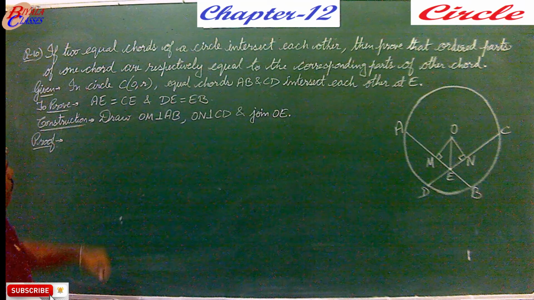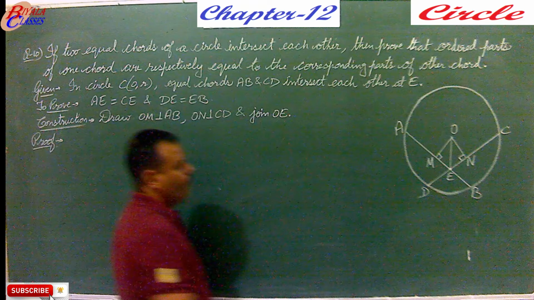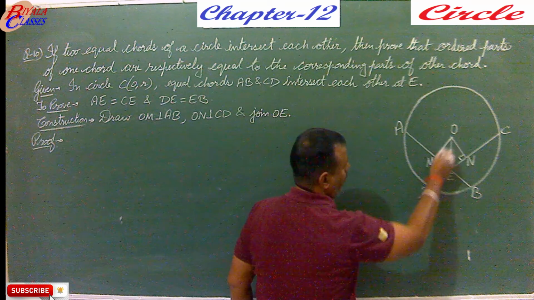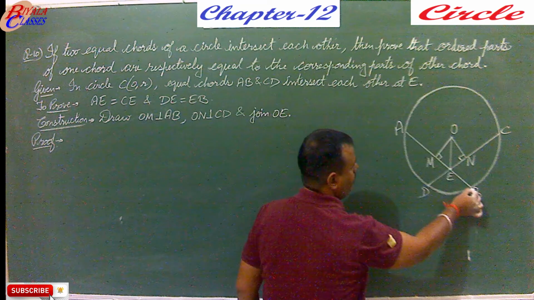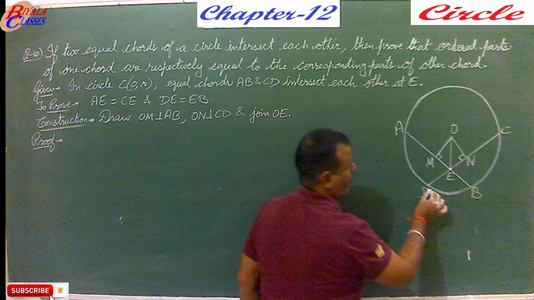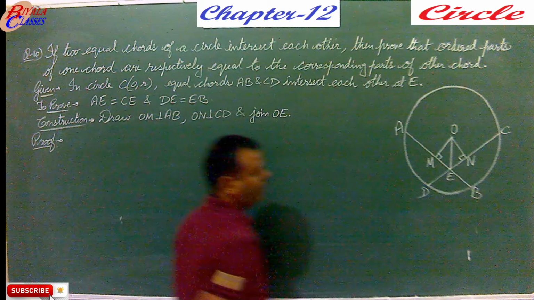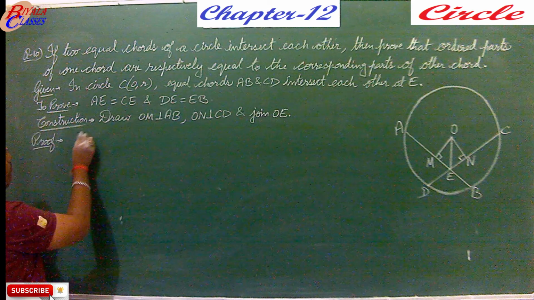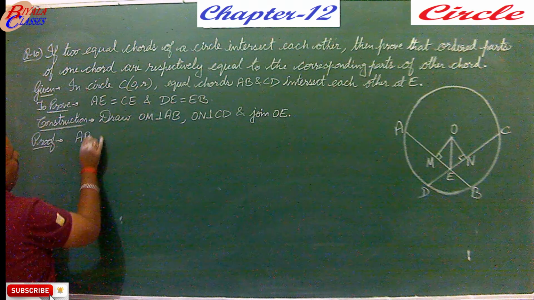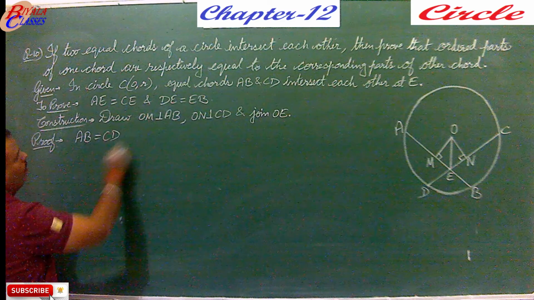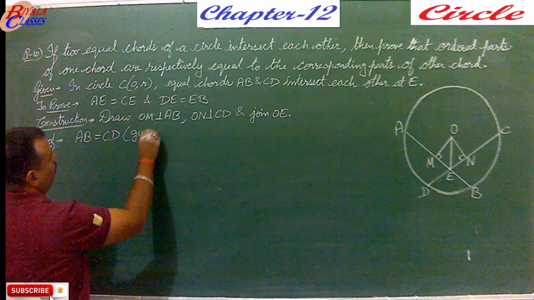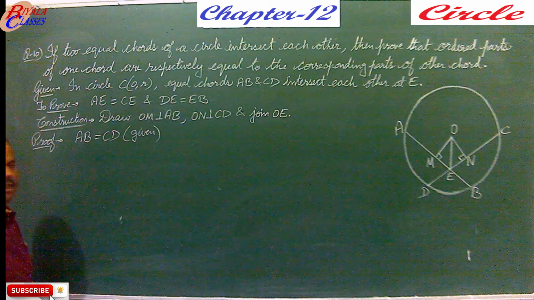Now in order to prove this, we will have some construction. We are going to draw OM which is perpendicular to AB, ON which is perpendicular to CD, and we will join this OE. Now just see, we are given AB is equal to CD. The two chords are equal.